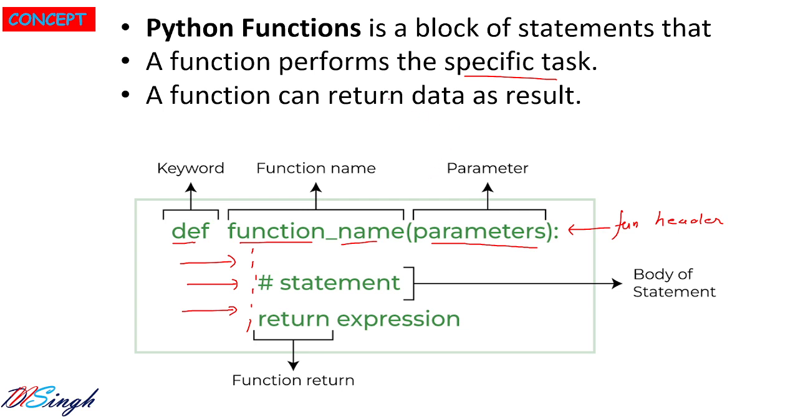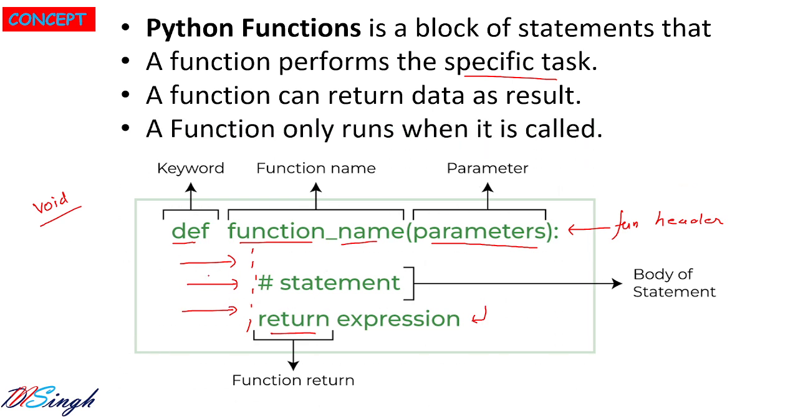Next, a function can return data as a result. As we have the return statement in the function, with the help of this return statement, we can return some value from the function after calculation if you require so. Otherwise, you can have a void function also. If a function does not return anything, that is called a void function. If a function returns anything, then we have the return statement inside the function.